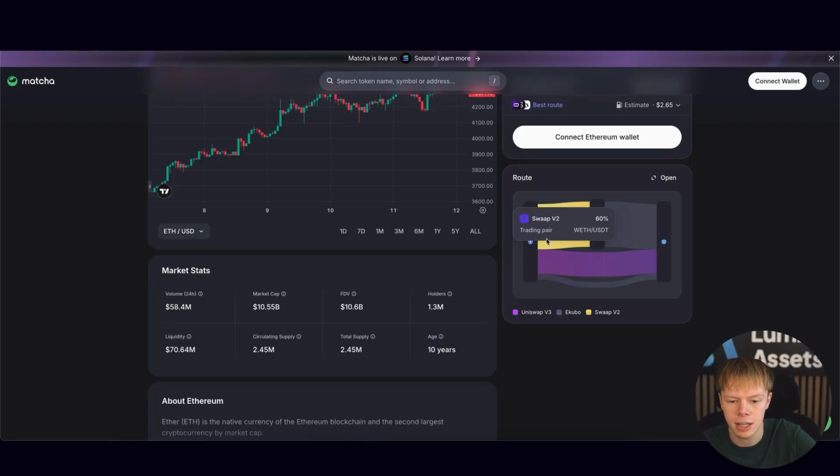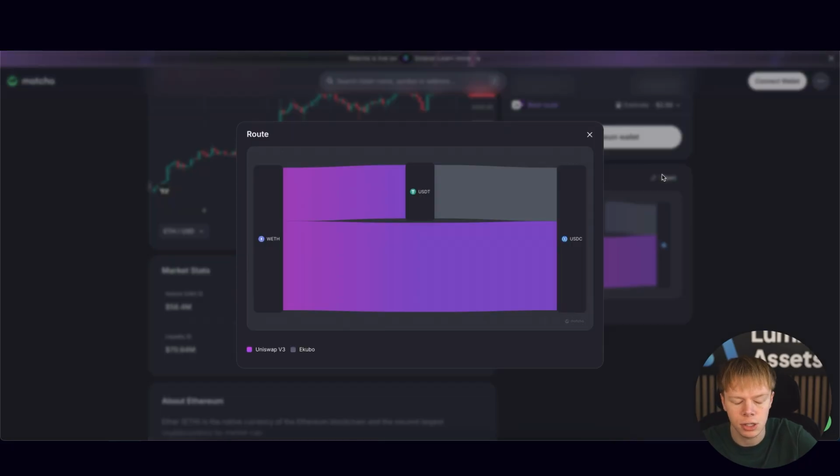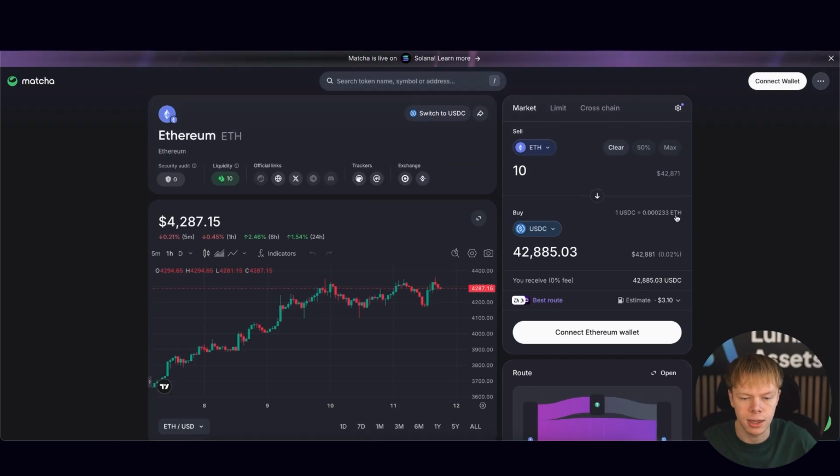So in this instance, you can see that it's swapping some of the Ethereum through Swap V2. It's swapping some of the Ethereum through Uniswap V3, and it's swapping some through this other decentralized exchange down here. And this route is constantly switching based on the best route at the time of the trade. So again, this is an opportunity that allows us to trade with practically zero fees, and this is the best decentralized exchange aggregator that I've personally found.